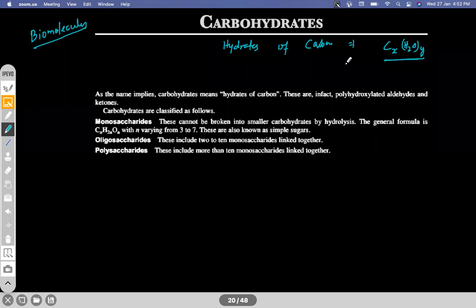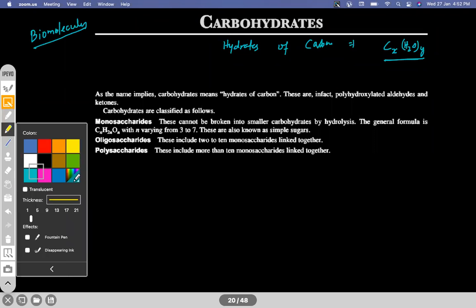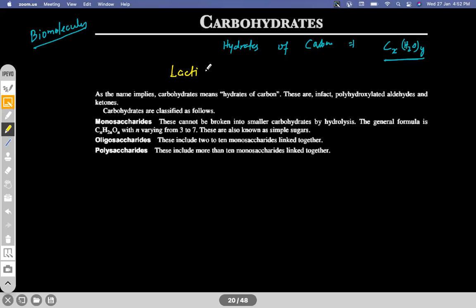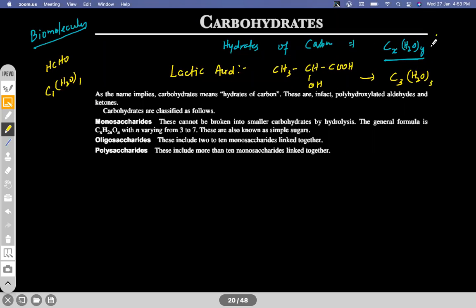Like for example, any example of this could you give me? Lactic acid. What is the formula for lactic acid? CH3CH(OH)COOH, with a chiral carbon, optically active. This we can also represent as C3H6O3, the same form. Sorry, lactic acid is not a carbohydrate, but the formula representation is the same. Similarly, formaldehyde, HCHO. Obviously it is not a carbohydrate, but the formula representation is the same. We can represent it this way. So obviously this definition was wrong.